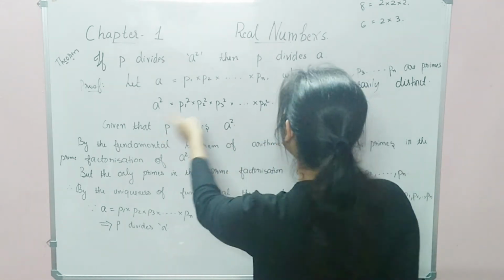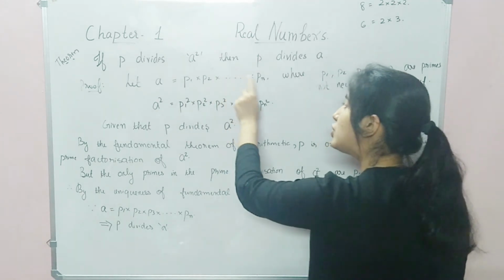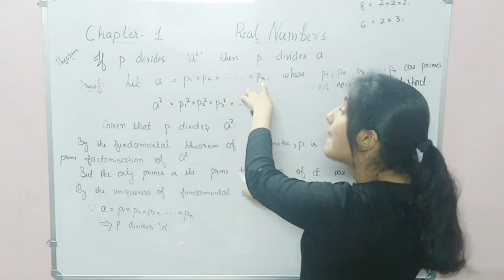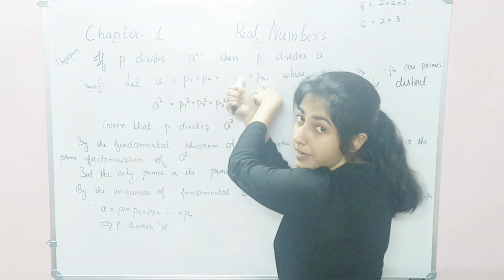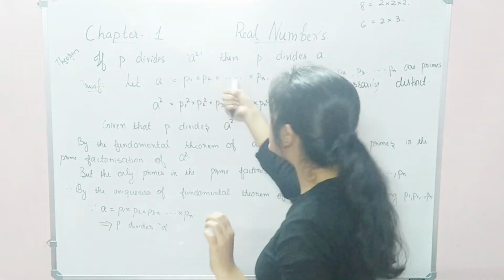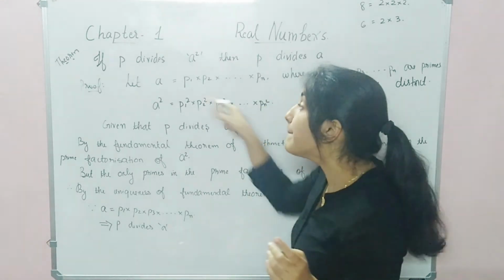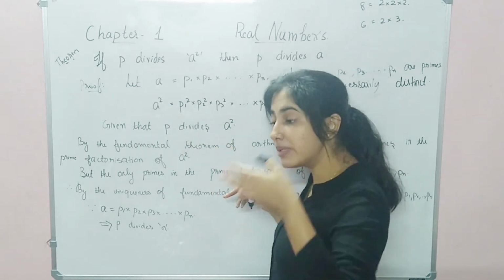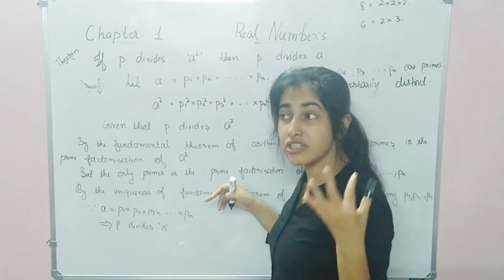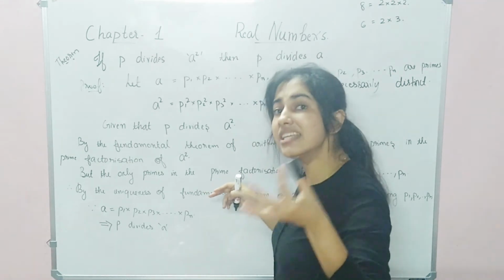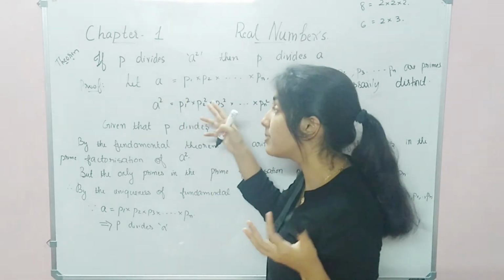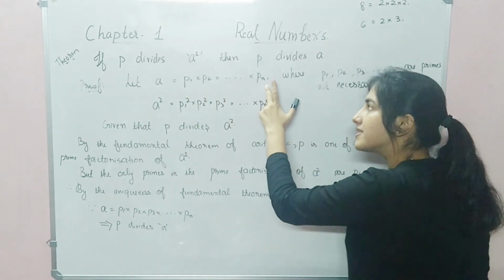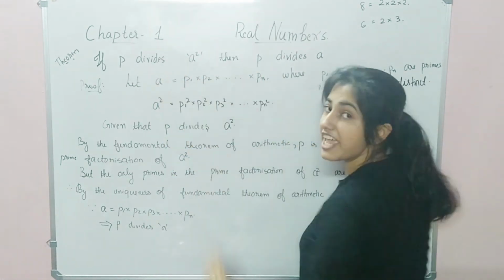So, we know that A is equal to P1 into P2 into P3 into Pn. But we have said just now that P is one among these primes. If P is one among these primes, then it means that P divides A. We know that we are able to write a composite number as a product of its factors. Then these are the numbers by which this number is divisible. So, if P is one among these numbers, then P divides A.